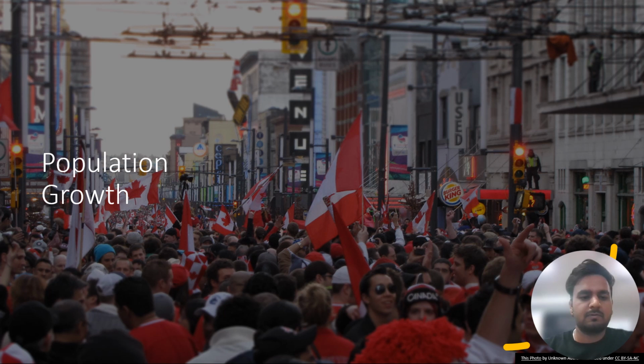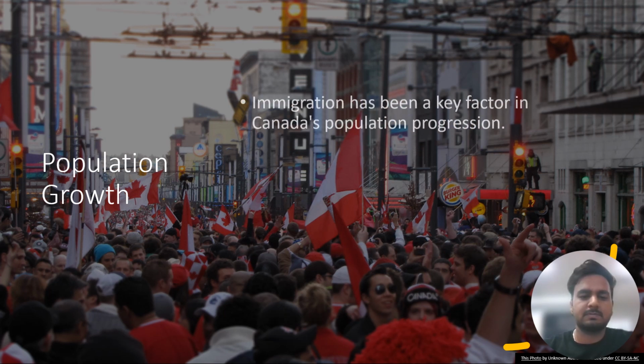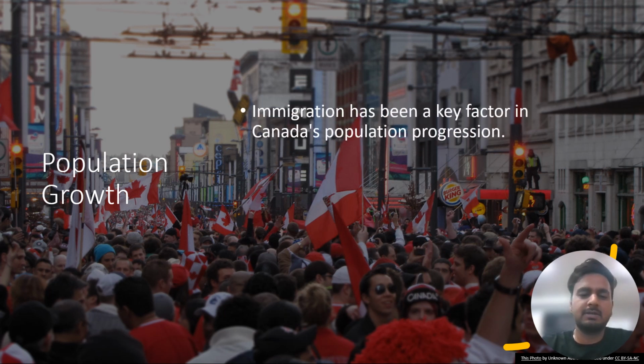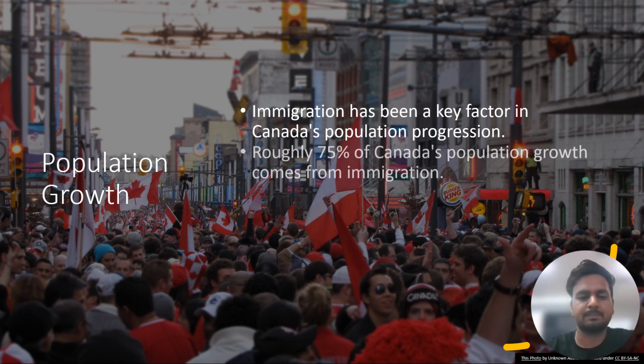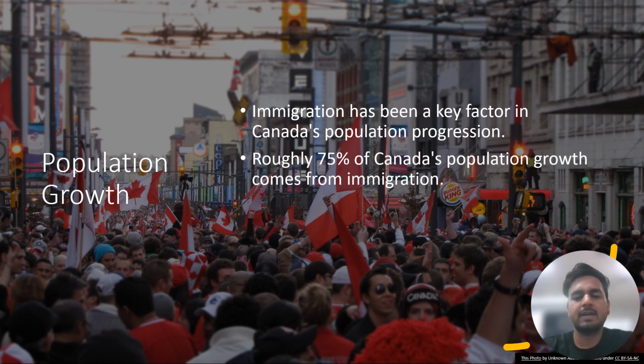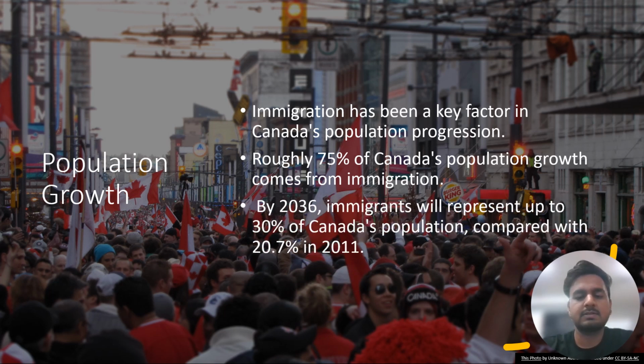So the first impact of immigration in Canada is population growth. Due to the huge number of immigrants coming to Canada, immigration has been a key factor in Canada's population progression. Roughly 75% of Canada's population growth comes from immigration. By 2036, immigrants will represent up to 30% of Canada's population, compared with 20.7% in 2011. It is due to the large number of refugees and students who are coming to Canada and deciding to stay.